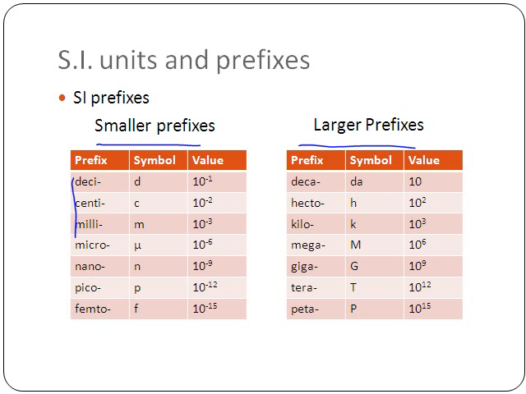Once you get past 10 to the negative third, you typically go up or down by powers of 10 to the third. So 10 to the negative 6th, 10 to the negative 9th, 10 to the negative 12th, 10 to the negative 15th for femto, probably the smallest one we'll use.